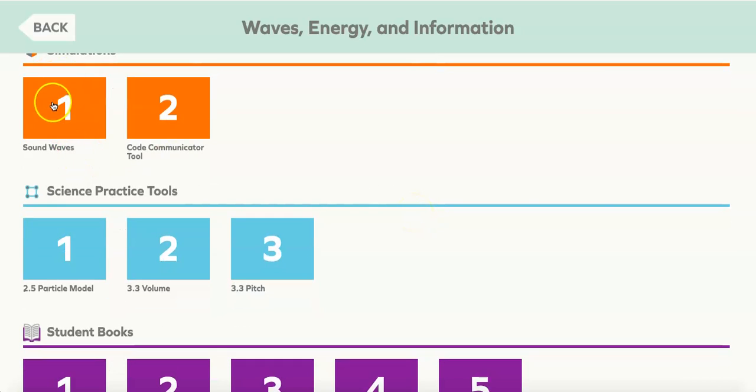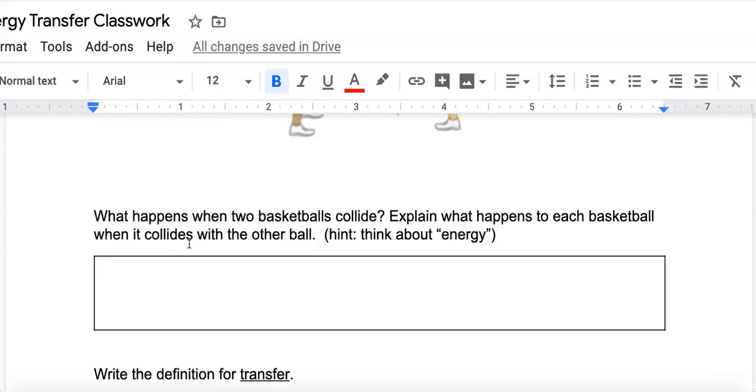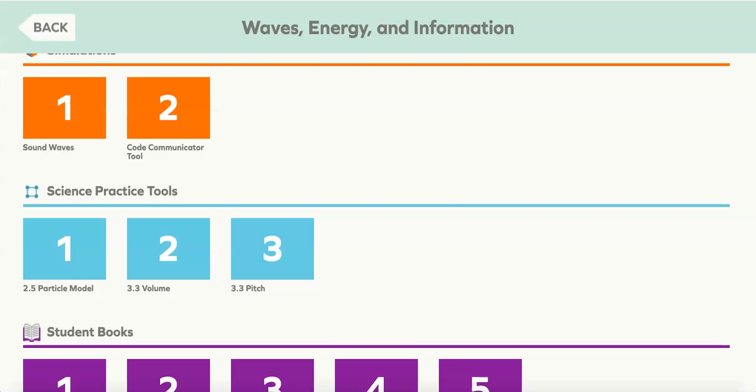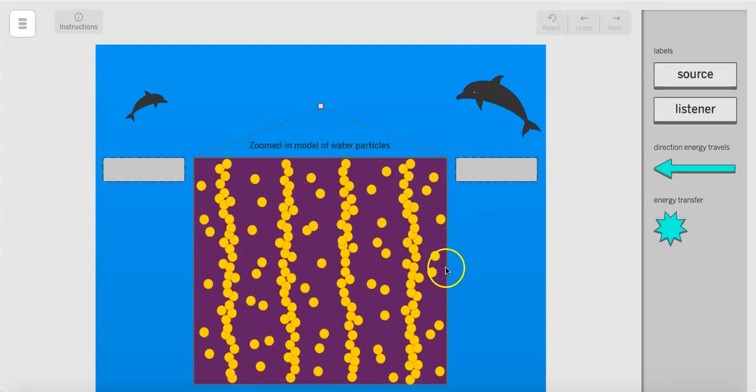We're not going here, but instead we're going to click, as it states in your classwork, the blue number 1 particle model. So when I get to my simulation, I'm going to click the blue number 1 particle model, and it is going to take me to the simulation that's going to help us model energy transfer today.